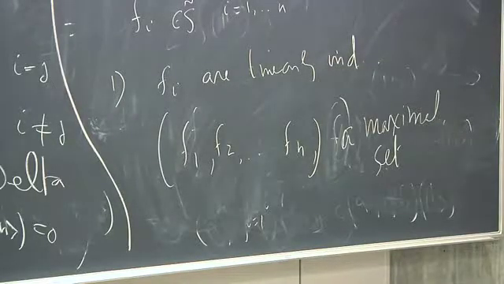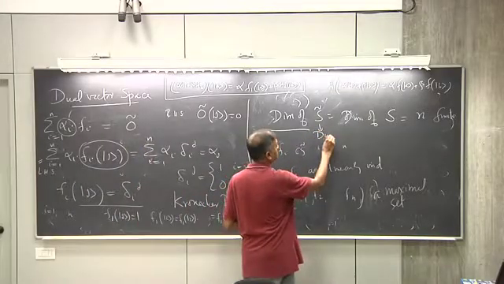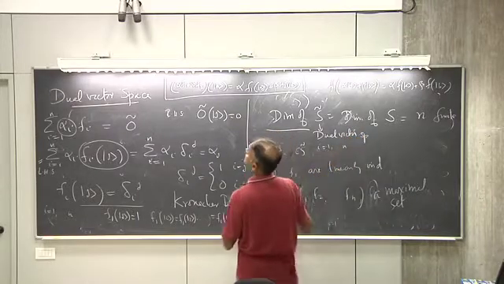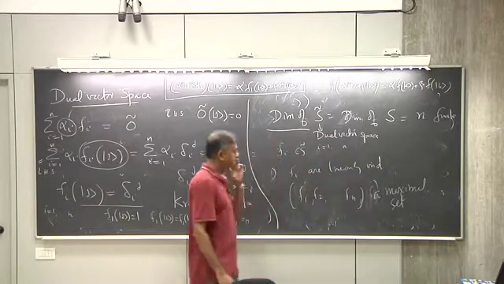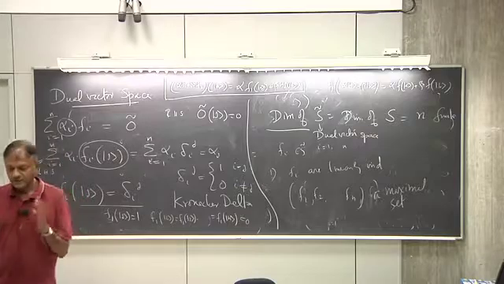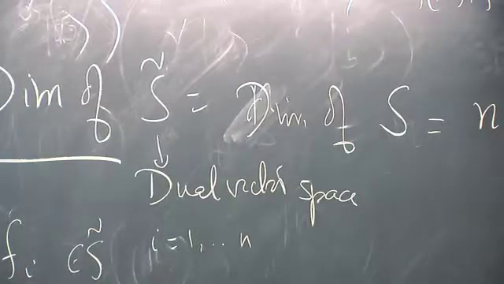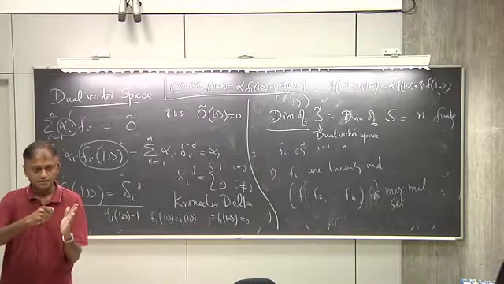Okay. So this is called the dual vector space. They have the same dimensionality. Now, given any two vector spaces with the same dimensionality, they are isomorphic to each other. I mean, you can give a map from one to the other. The one-to-one map you can give.